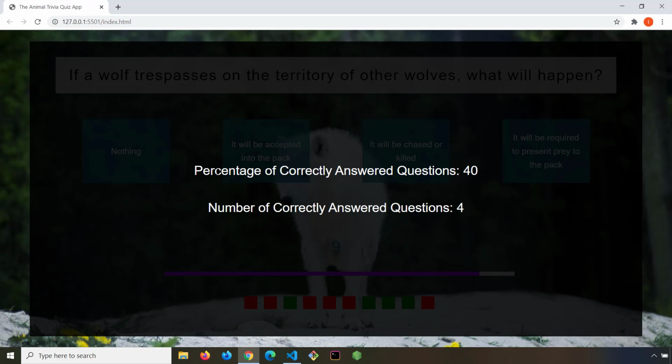And at the end, it says percentage of correctly answered questions, 40. Number of correctly answered questions, 4. Because we just answered 1, 2, 3, and 4 correct answers. So this was the game. It was a lot of fun. Now let's dive into how this game actually works and what are the different working parts.